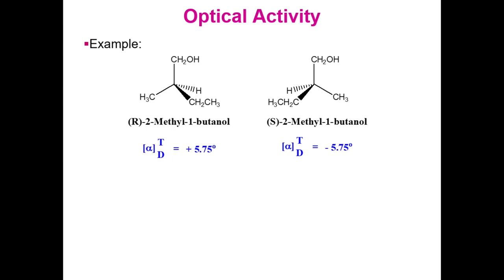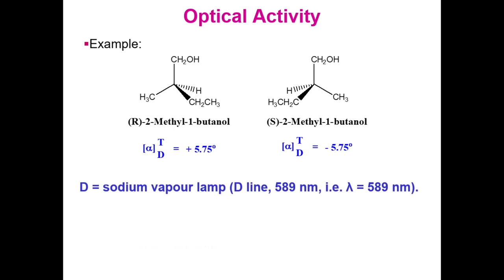Here's an example of R-2-methylbutanol, which has a specific rotation of plus 5.75, and its enantiomer S-2-methyl-1-butanol, which has a specific rotation of minus 5.75 degrees. This D indicates the sodium vapor lamp was used, and that will tell you that it has a wavelength of 589 nanometers.